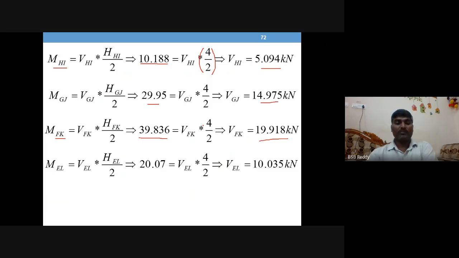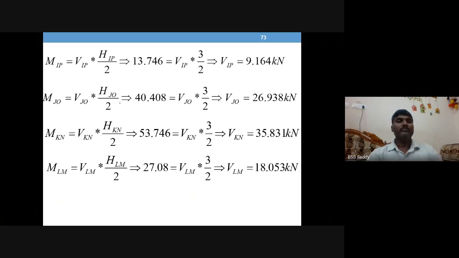Similarly, when you come to the bottom story, the bottom story has 3 meter height columns. So 3 by 2, 1.5. Same here, the highest moment is in the column, and that divided by 1.5 gives the highest value of column shear. So for all the cases, it is 3 meters for bottom story columns. So 12 column shear values are to be calculated.